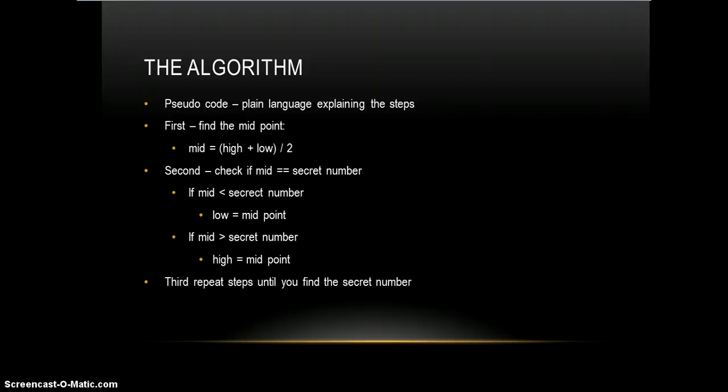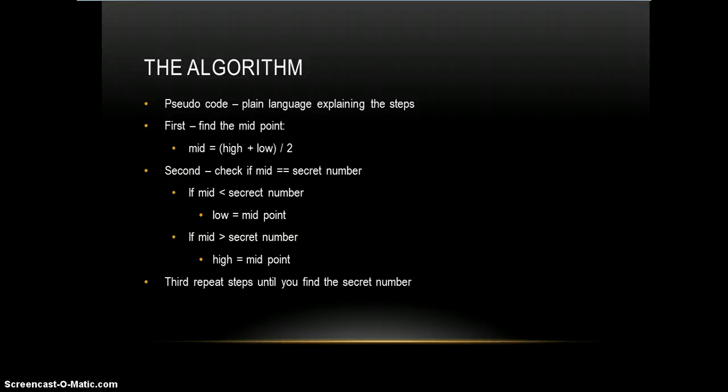The next step we do is check to see if the mid number is equal to the secret number. If it's not, if the mid number is less than the secret number, then we make the low point equal our midpoint. So what was the midpoint, or the number we just checked, becomes the low end of our range. And then if the midpoint is greater than our secret number, what we have to do is make the high become our midpoint.